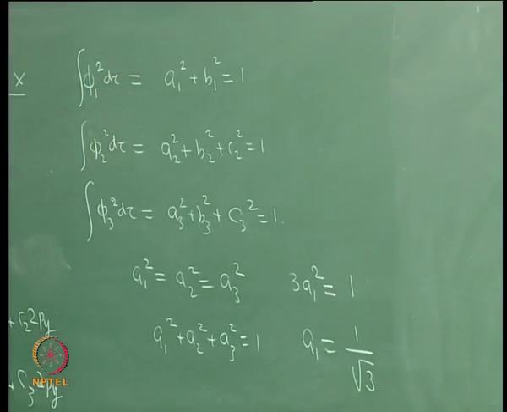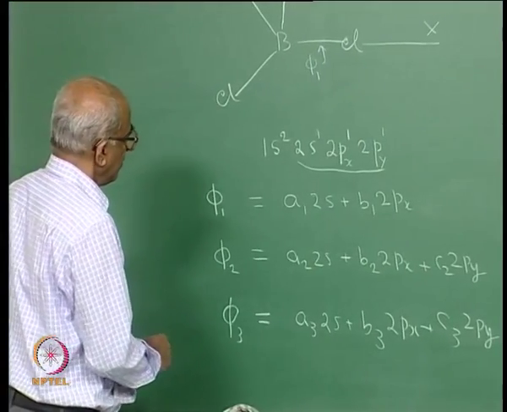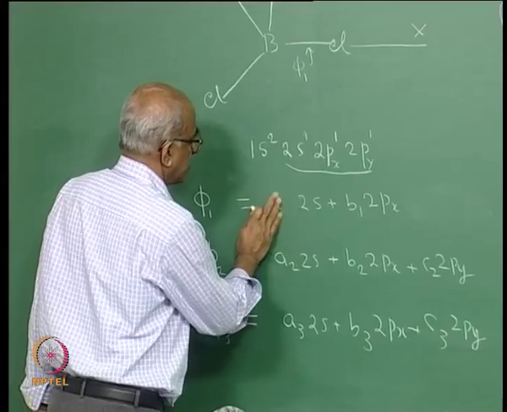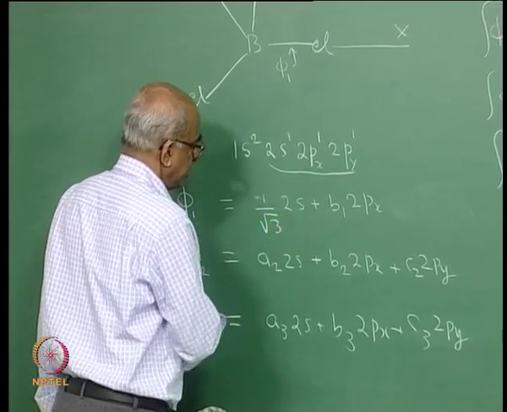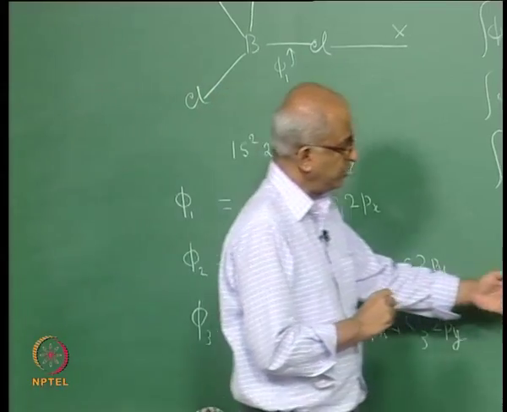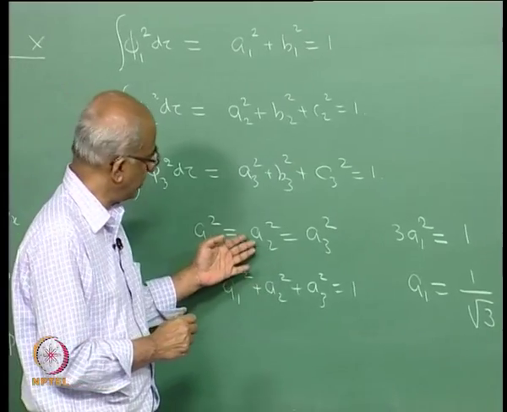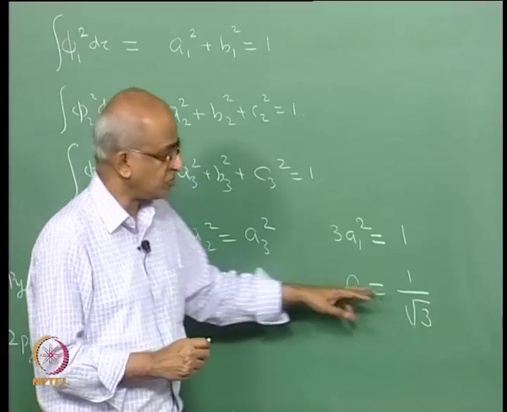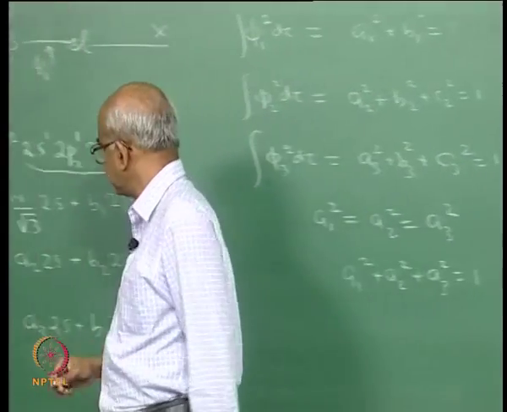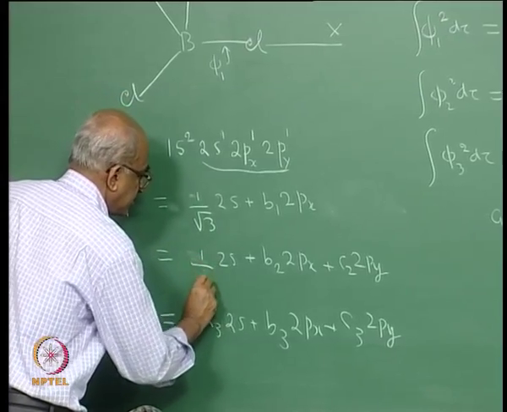Correct. So, if we chose a 1 to be 1 by square root of 3, I can put this 1 by square root of 3 here, and then of course, I can choose a 2. See, a 2 square is actually equal to a 1 square. So, I can choose a 2 to also be equal to 1 by square root of 3, a 3 also to be equal to 1 by square root of 3. So, therefore, I have determined all these 3 numbers.